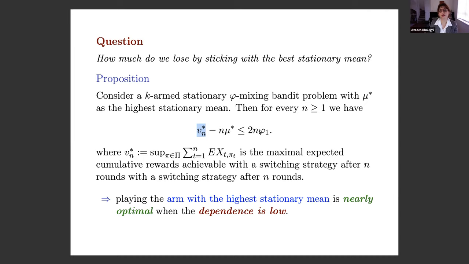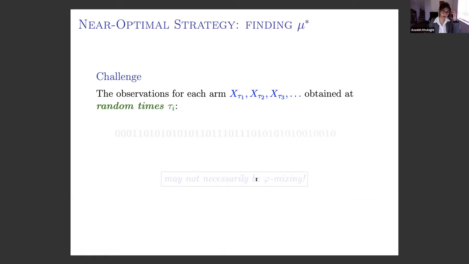which means that if the dependence, as reflected by the phi mixing coefficient, is rather low, then we're still okay. So this is the motivation for going for the best stationary mean, but then I want to highlight a few challenges.